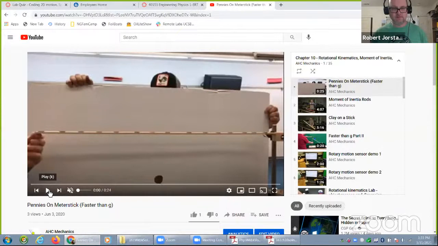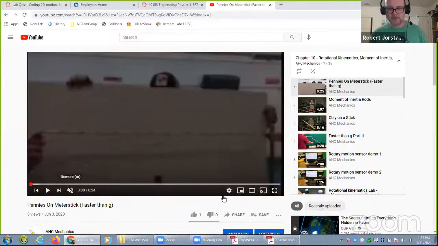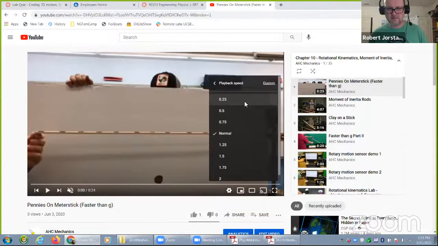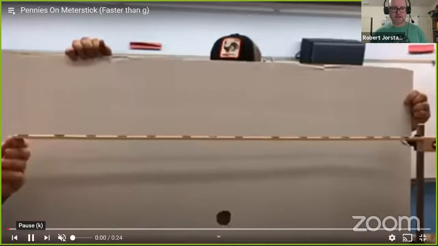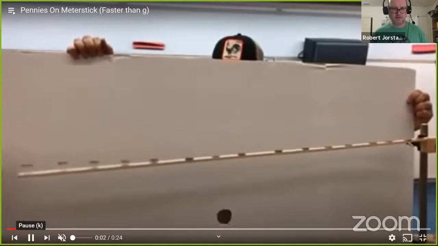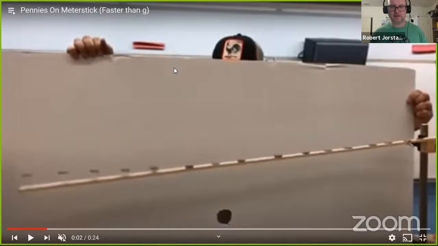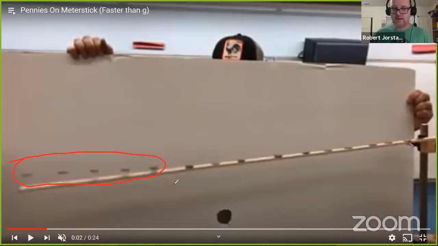Watch this carefully. Did you see that? I'm going to slow it down even more. Okay, I'm going to pause it at just the right time. Do you see that? Look at the pennies that have separated. So why is that? It's because this point of the rod is not in free fall. So this spot right here is approximately 2/3 of the rod's length, right?